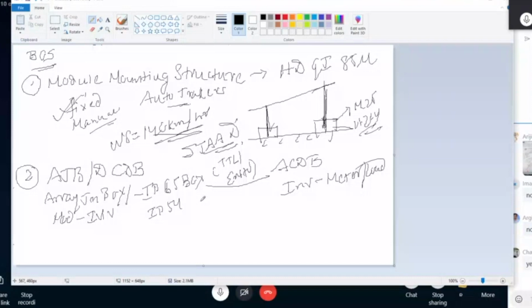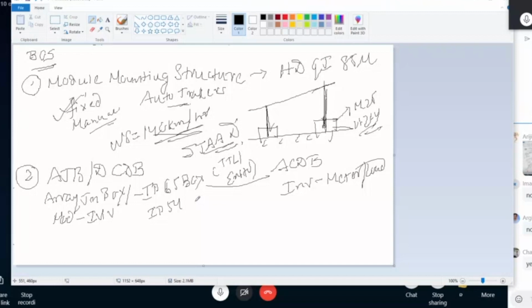So if you're using it indoors, okay, we can use it. We have no problem. We can choose IP54. The cost is lesser. But if we are putting it outside anywhere, it's better to take an IP65 box. Fine.